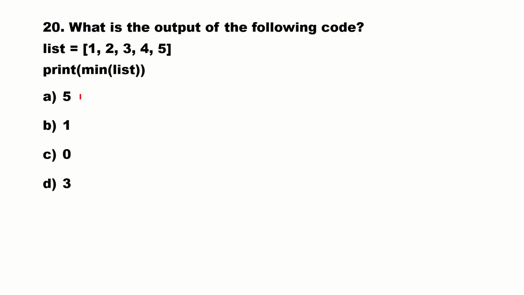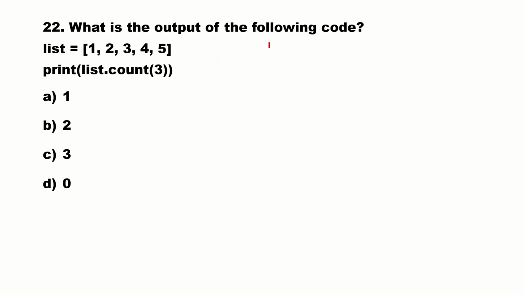What is the output of the following code? Min. What is the use of this min function? The min function takes the list sequence and returns the minimum element. Which is the minimum element? 1. So the correct option is option B, 1. Now what is the output of the following code? Max. Max is similar to min, but it takes the list sequence and returns the maximum element. Which is the maximum element? 5. So it will return 5.